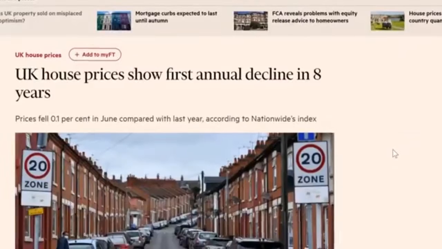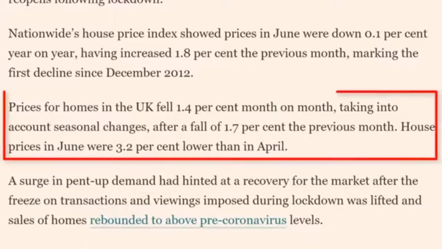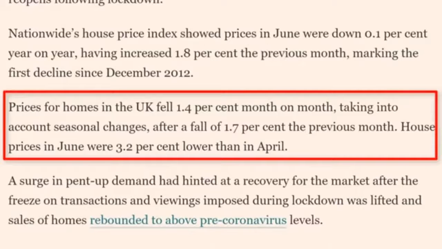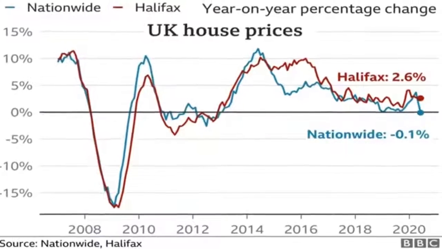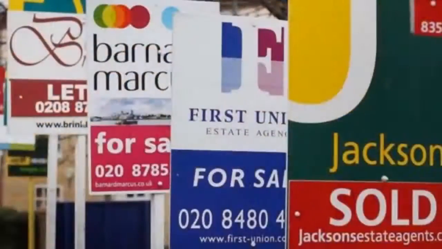In this article, it says UK house prices show first annual decline in 8 years. It says prices for homes in the UK fell about 1.4% month on month. And if you take a look at this chart, guys, of the property market for the last 10 or so years, you will see that it hasn't changed dramatically since we peaked about a year or so ago. It hasn't fallen dramatically, but I think we're on our way to dropping further, as I'll read to you in this article.